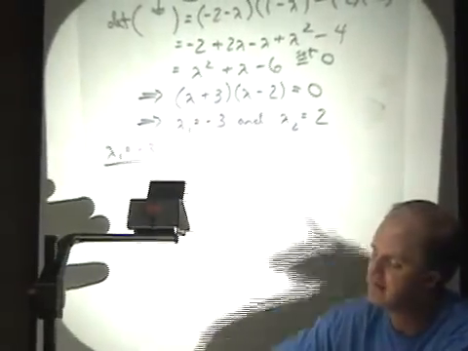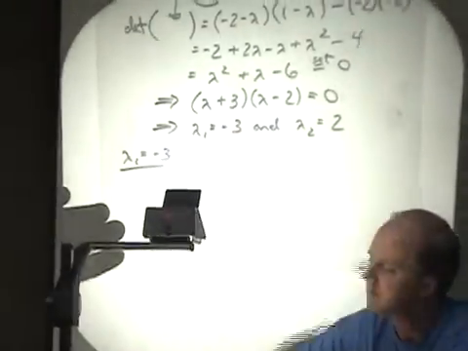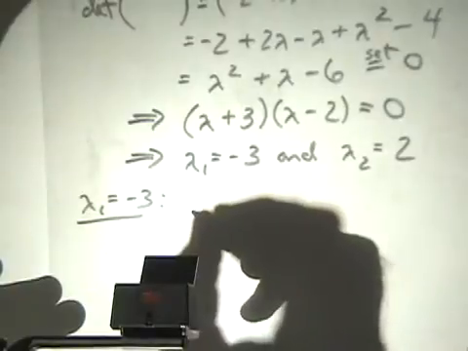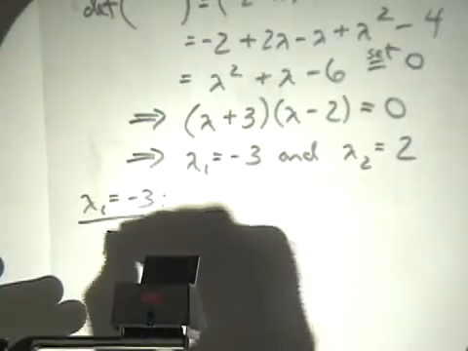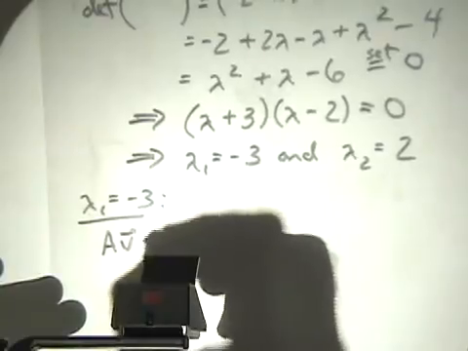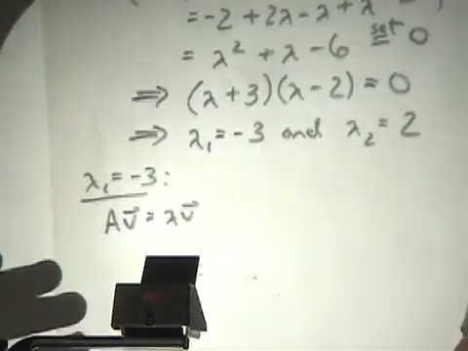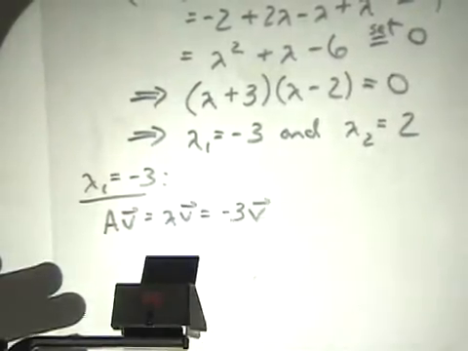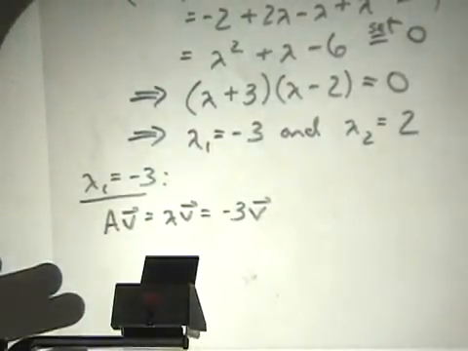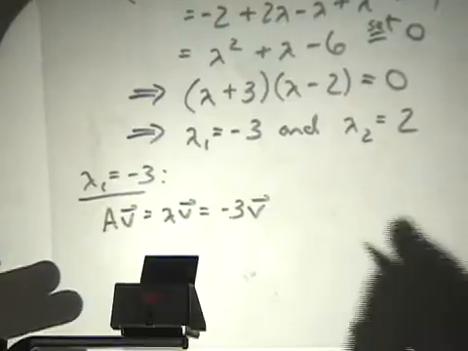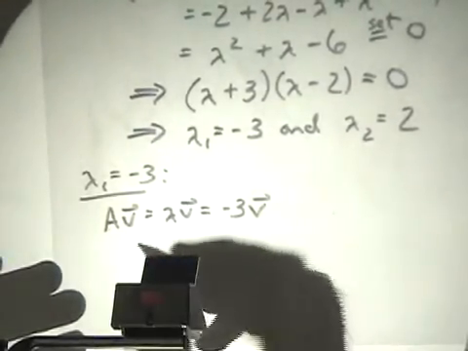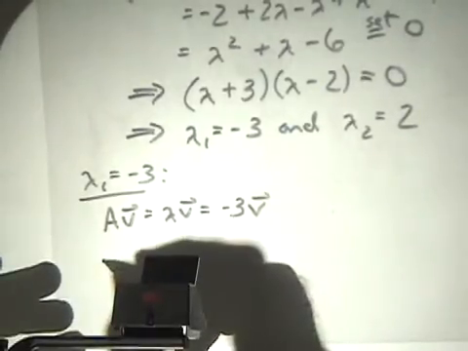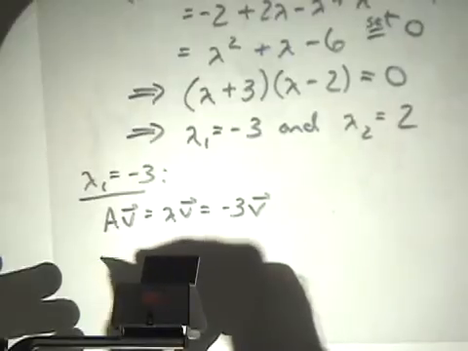Well, let's focus on the eigenvalues one at a time. Start with lambda 1 equals negative 3. Go back to that original eigenvalue-eigenvector equation that I had, this one, and plug in lambda equals negative 3, and solve the resulting equation for v. We could think of it in matrix form if we like, but it's probably better to think of it in terms of two scalar equations.